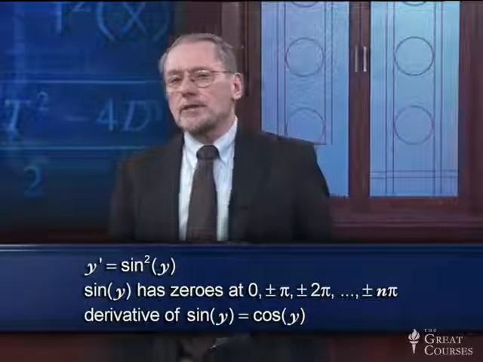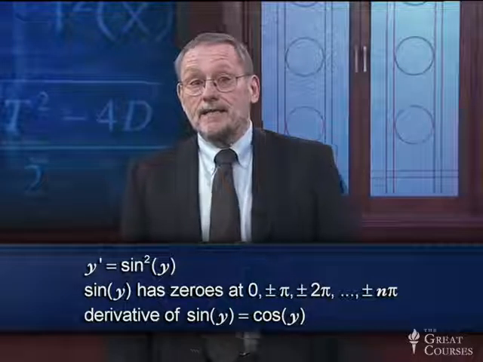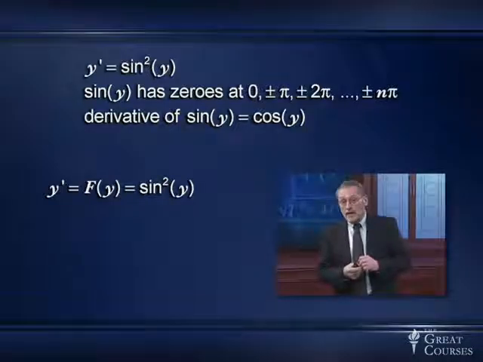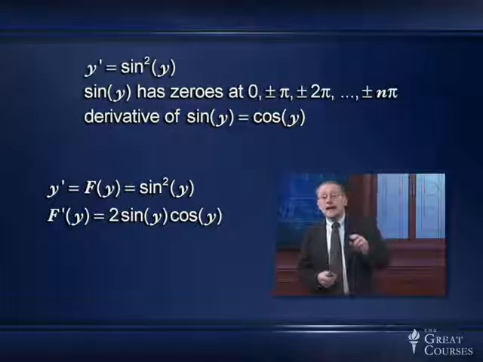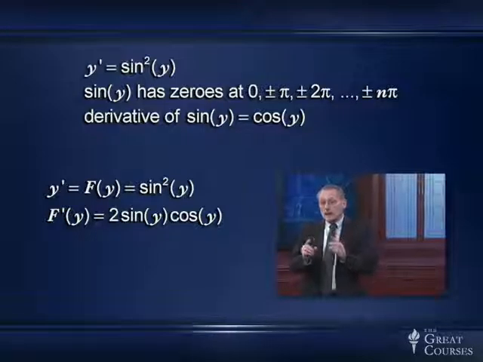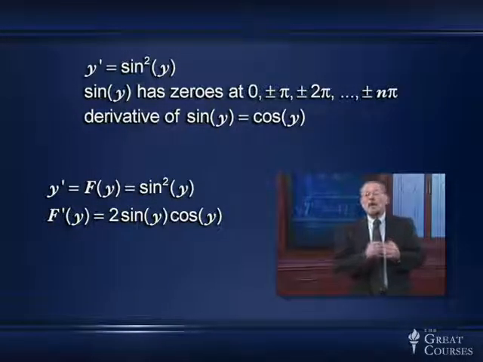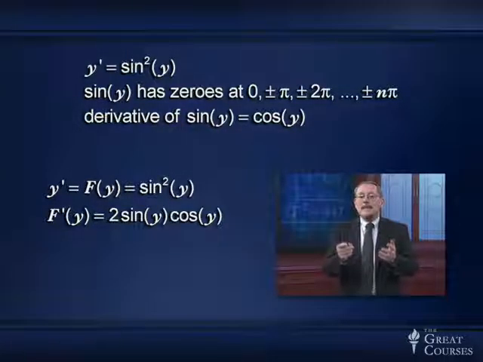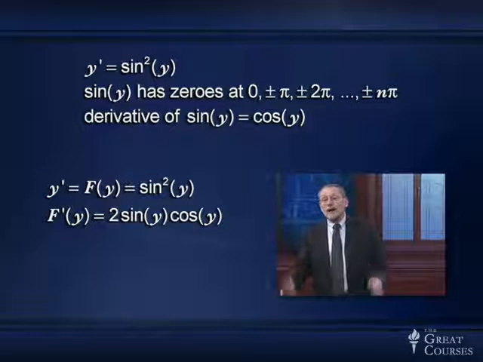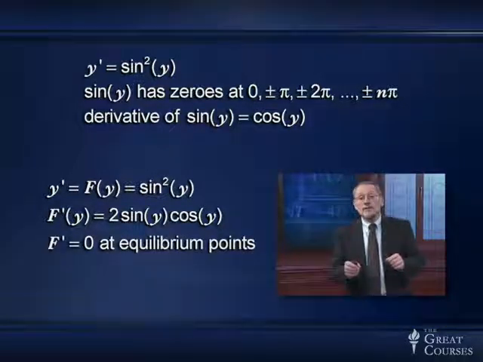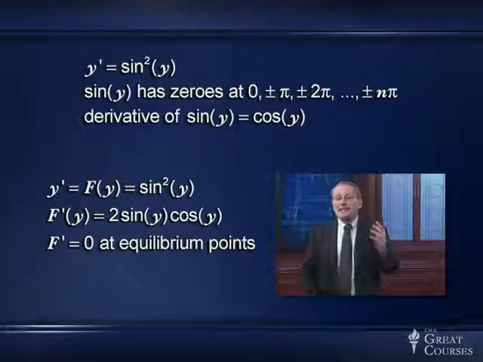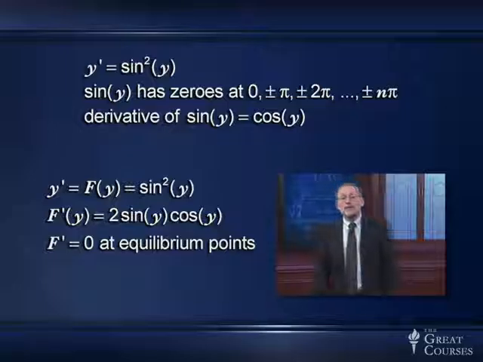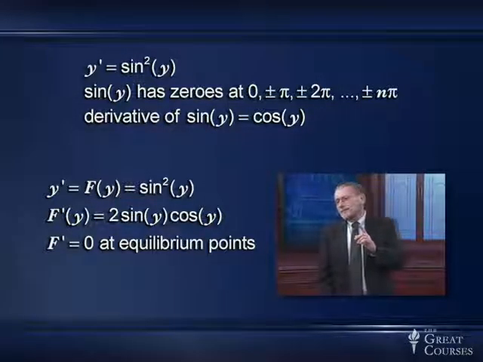So let's try the first derivative test here for sine squared. Y prime is sine squared y. The derivative by the chain rule is 2 times sine y, then times the derivative of sine, that's cosine. So f prime of y is 2 sine y cos y. But remember, sine of y vanishes at all of our equilibrium points. So the derivative is equal to 0 at each of these equilibrium points. So no information at all from the first derivative test. But we're kind of lucky.